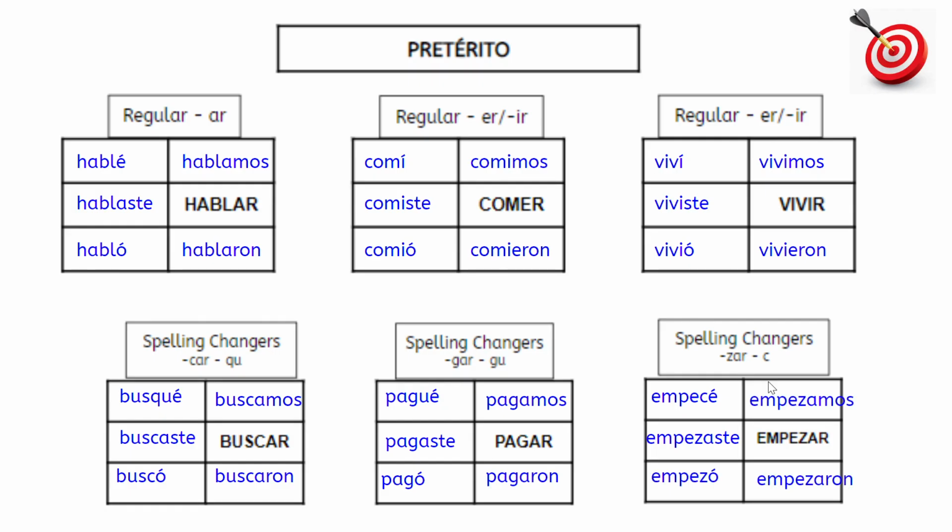Those spelling changes only happen in first person. We're trying to retain the original sound of the original verb. Buscar: if I had left the C, that would be busé. That's not the original k, so I put a QU to give me that sound. Pagar, G: if I would put the G and then the E accent, this would have changed the sound of the G to a j. I need a hard G, so I put a U after it. And then the Z becomes a C, so this one's a little bit harder, but it's pronounced slightly different in different parts of Spain and Chile and some other places. So you put the C in instead of the Z.